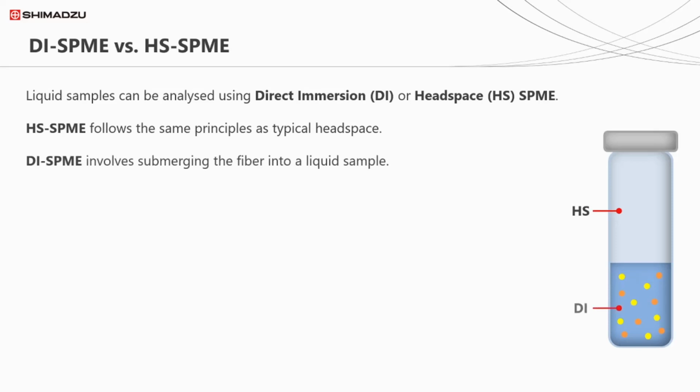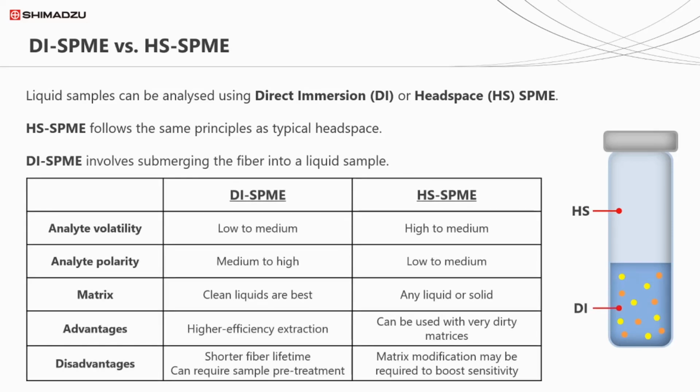Headspace SPME follows the same principles of standard headspace, and is best suited for analytes that are very volatile, as it's easy to extract them in the headspace phase. It's also best when the sample is solid, or has an extremely dirty matrix. As with traditional headspace, matrix modifications, such as the addition of salt, can be used to reduce the K value and improve sensitivity. Headspace SPME, however, isn't well suited to lower volatility or more polar analytes. In this situation, immersive SPME is more well suited.